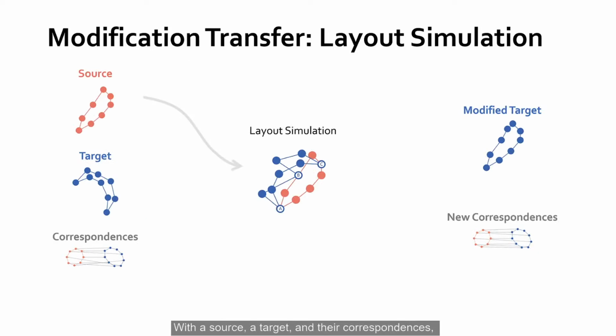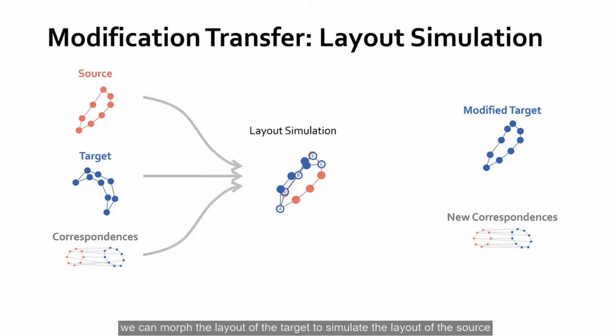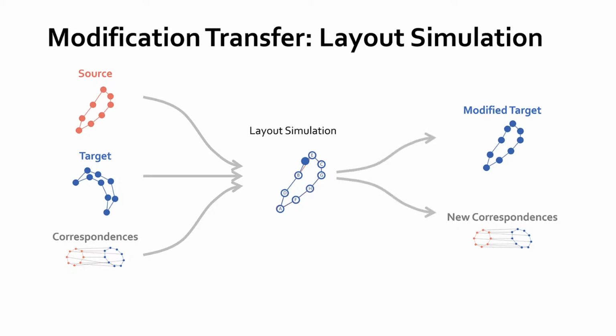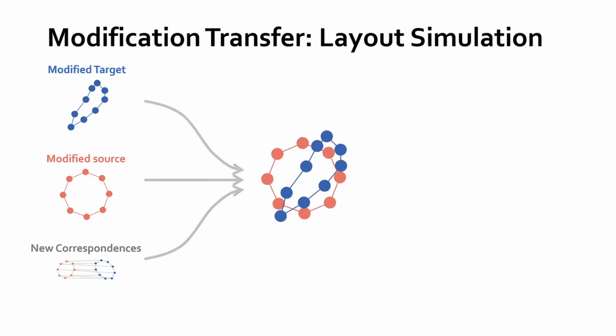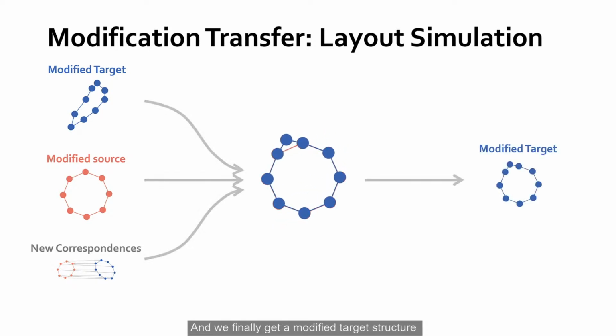With a source, a target, and their correspondences, we can move the layout of the target to simulate the layout of source and construct a new set of correspondences. Finally, we perform another round of layout simulation to transfer the source's modifications to the target. And we finally get a modified target structure whose layout is similar to the modified source structure.